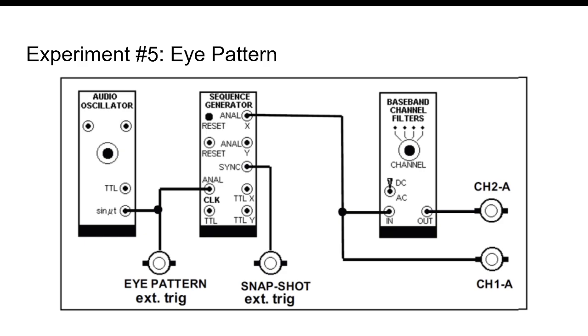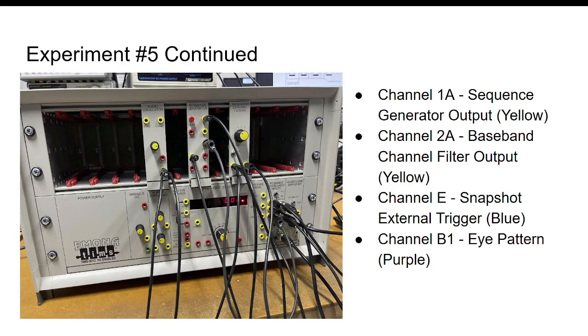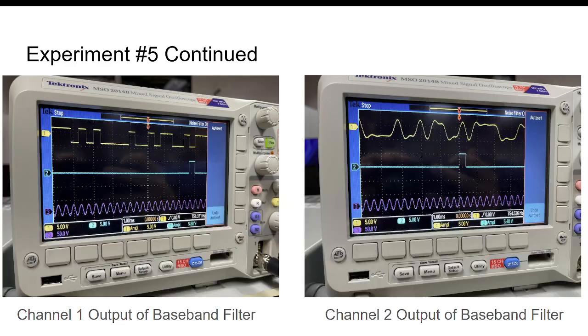Now going on to experiment 5, which is our eye pattern. This is the basic setup that we will be using on the TIMS module. This is a picture of when we actually implemented the schematic into the TIMS module. Our channel 1A is our sequence generator output, channel 2A is our baseband channel filter output, channel E is our snapshot external trigger, and then the eye pattern is going to be channel 1.